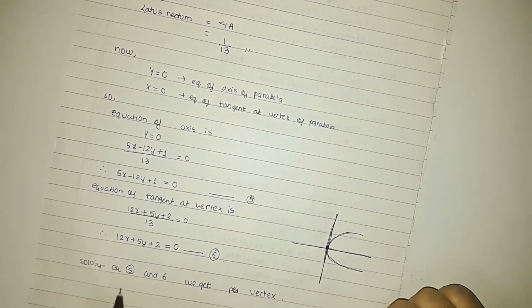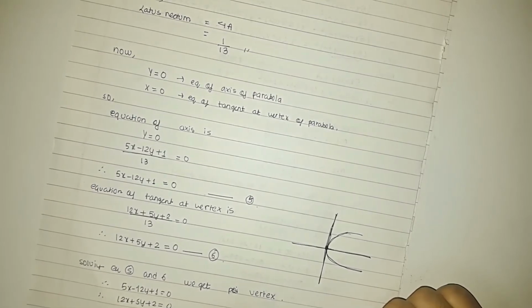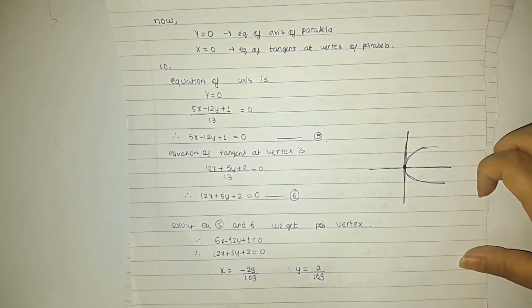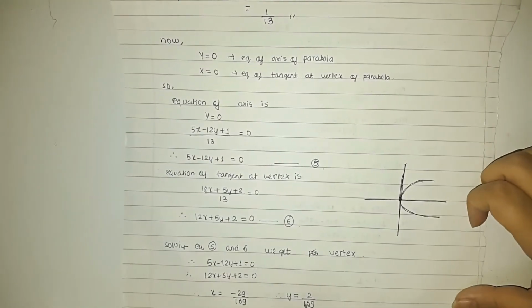Now solving the equations 5x minus 12y plus 1 equals 0 and 12x plus 5y plus 2 equals 0, in the calculator we get x equals minus 29 by 169 and y equals 2 by 169. So this is the point of the vertex. Now we're going to find the focus.